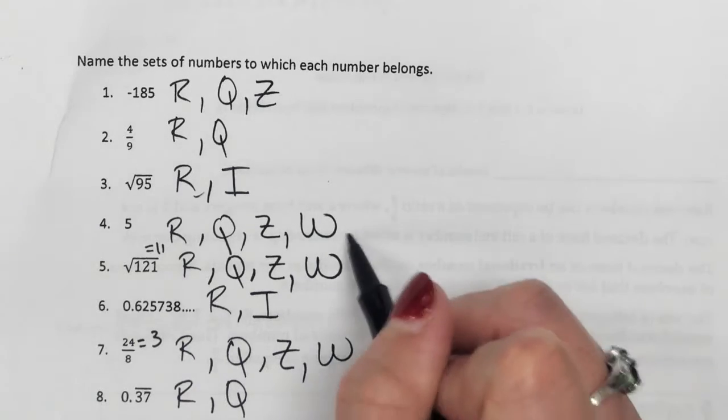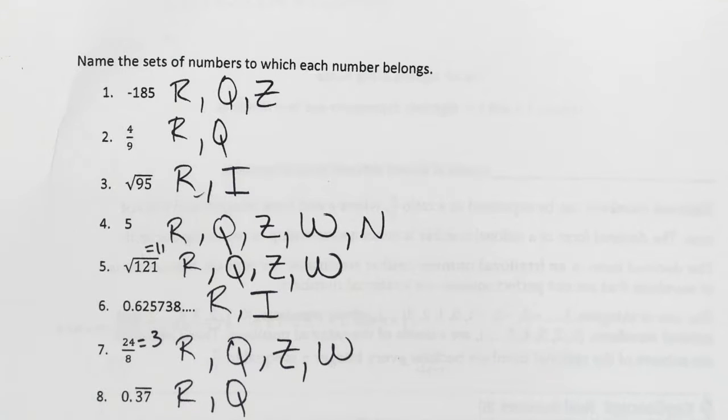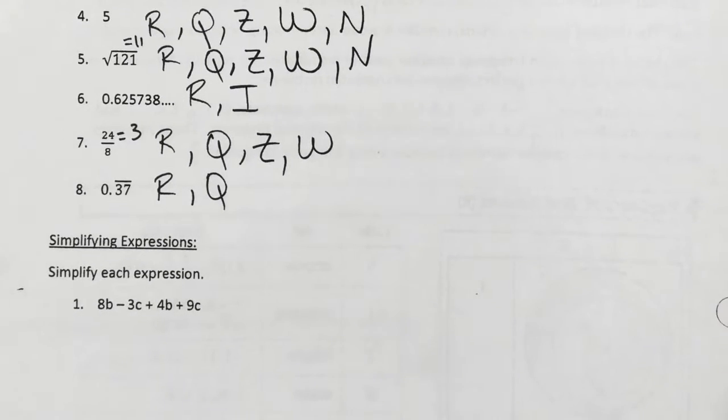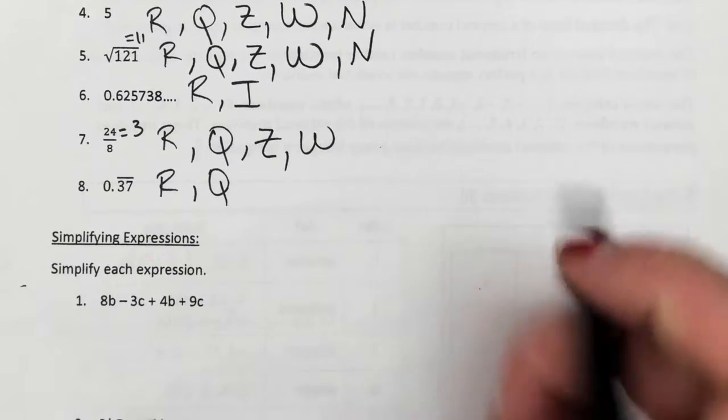Yes. All right, the next one reduced to 11. So do you naturally count to 11? Yes. Do you naturally count to 0.625738? No. Do you naturally count to 3? Yes. Do you naturally count to 0.37? No.